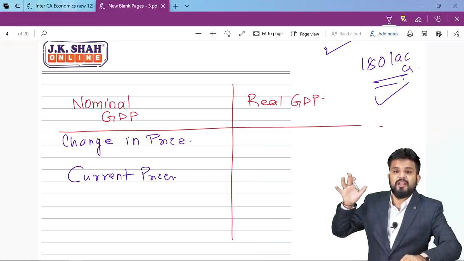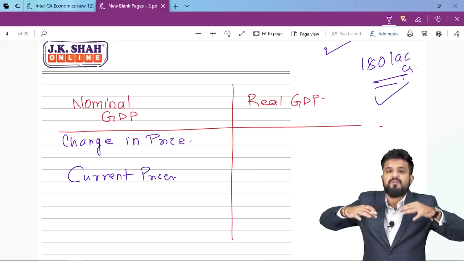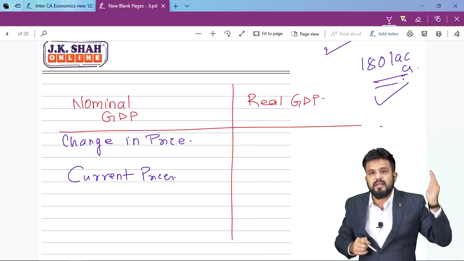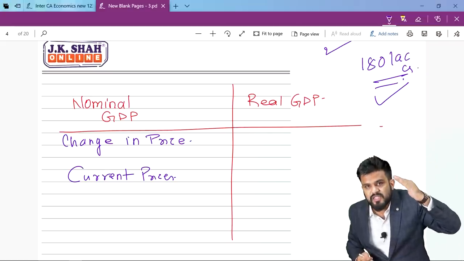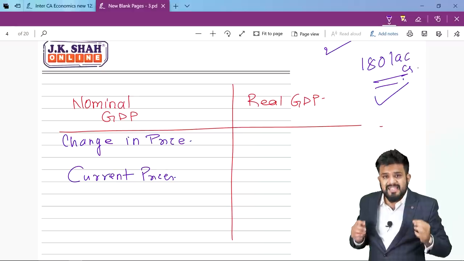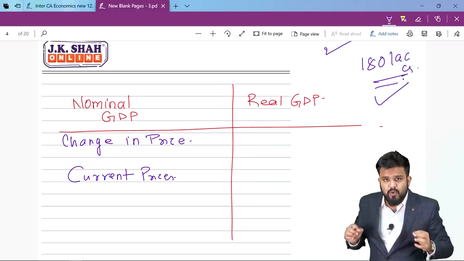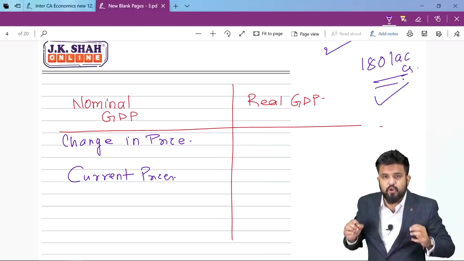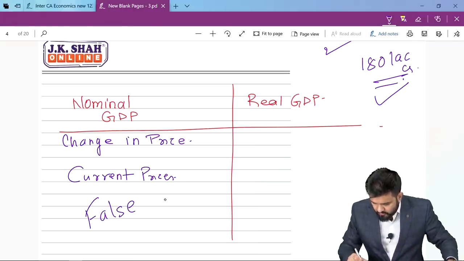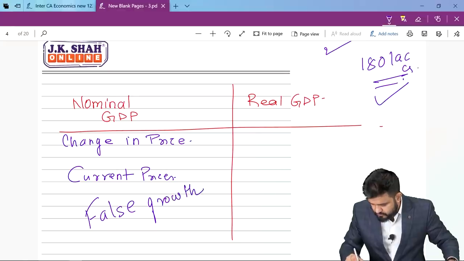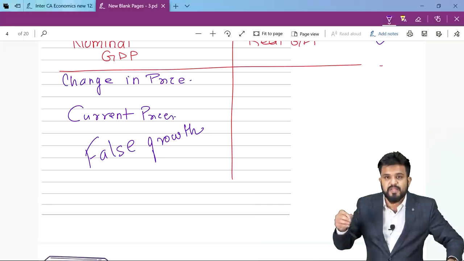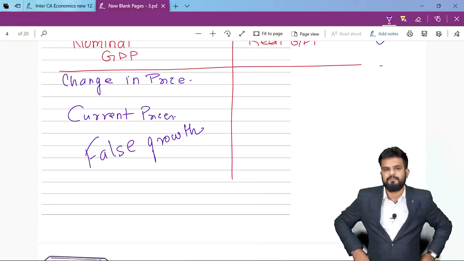Likewise, if inflation comes, price of goods and services will increase. National income will look on a higher side. Deflation, price of goods and services will fall. National income will fall. Is this giving you a true picture? Is this giving you correct information about country's GDP or growth? No. So this gives you which information? False growth. Because price may change every day, every week, every month, every year.